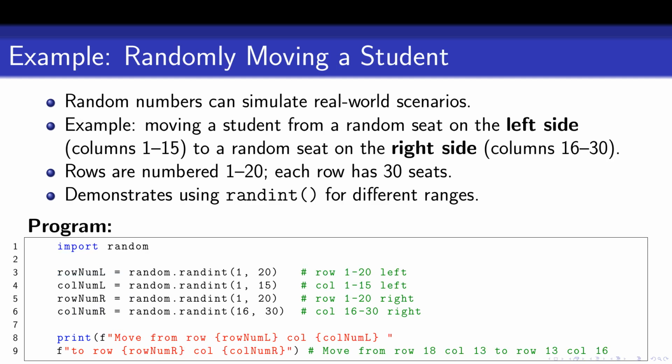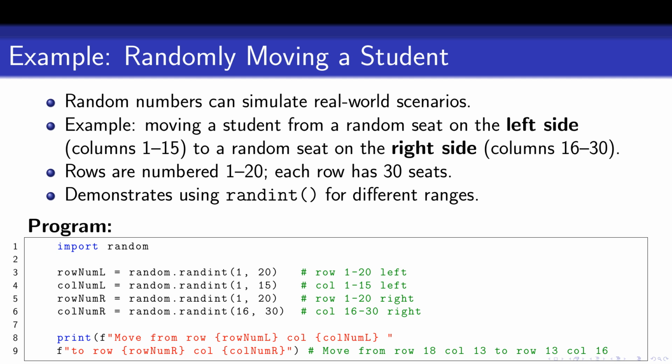Random numbers can also be used to simulate real-world scenarios, as shown in the example of moving a student randomly within a lecture hall. Imagine a classroom with 20 rows and 30 seats per row. The program first chooses a random seat from the left side, defined as columns 1 through 15, and then assigns a new random seat on the right side, defined as columns 16 through 30. This uses randint with appropriate ranges for both rows and columns. The output shows the original and new positions, demonstrating how random integers can drive practical simulations.